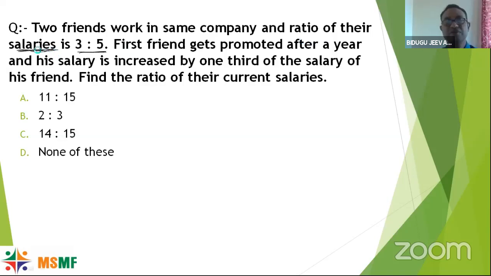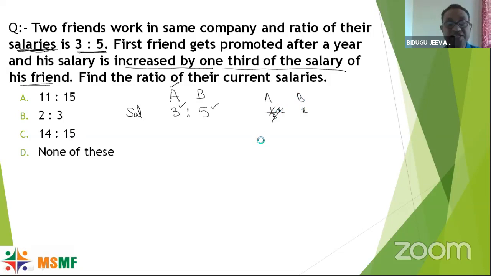So looking at this, what you understood? B salary is more, A salary is less. I cannot say more than this. Right. First friend, that means A, gets promoted after a year, and his salary increased by 1/3 of the salary of his friend. First person, so X, 1/3 of X increased. So how to calculate?